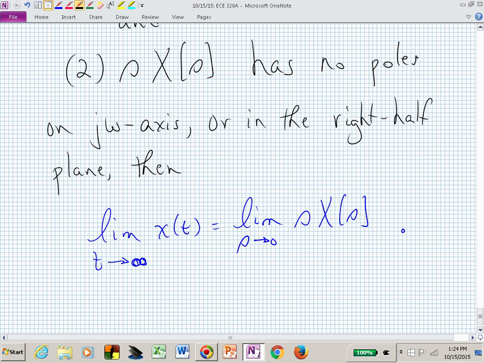And we didn't have to inverse Laplace transform capital X of s in order to find little x of t. We can just apply this limiting argument.